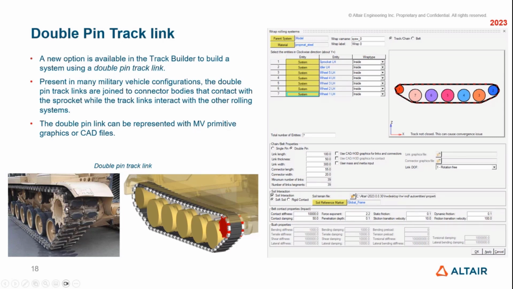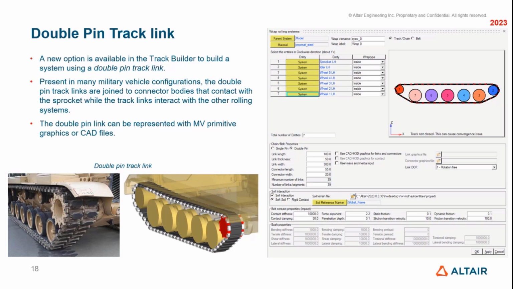And the contact force to rotate this system picks the connector to push and pull the track. We also have the double wheel that's suitable for this type of configuration. Now, we implemented this double pin track link because it's the most present in military vehicle applications, and also it was a request from us to do so.